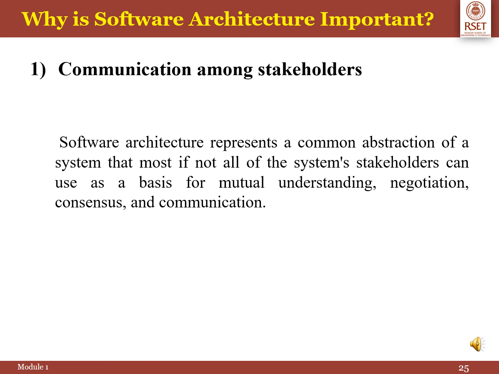Why is software architecture important? There are fundamentally three reasons for software architecture's importance. First one is the communication among stakeholders. A software architecture represents a common abstraction of a system that most, if not all, of the system stakeholders can use as a basis for mutual understanding, negotiation, consent, and communication. The main stakeholders are the customers, users, project managers, coders, and testers.